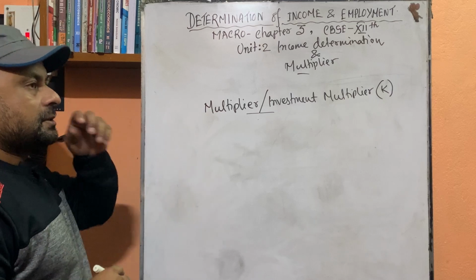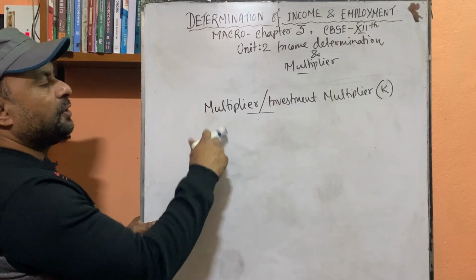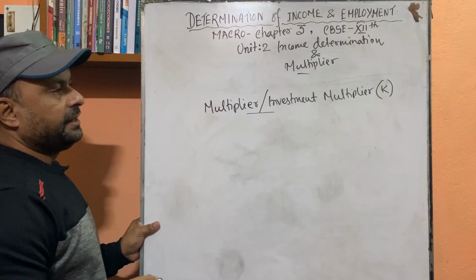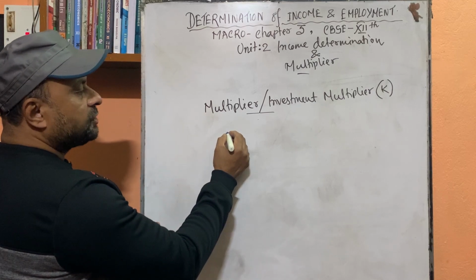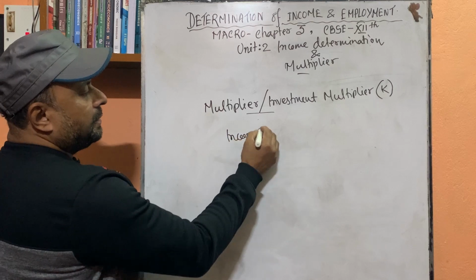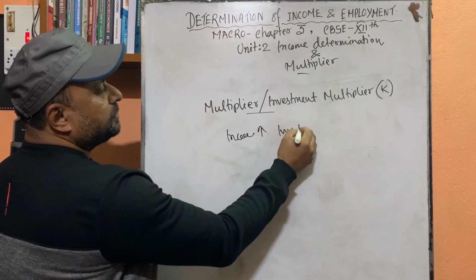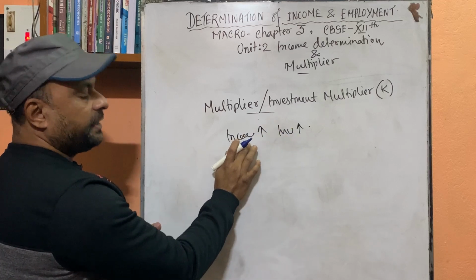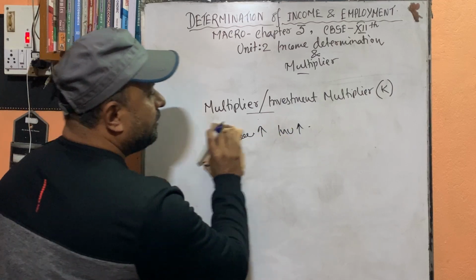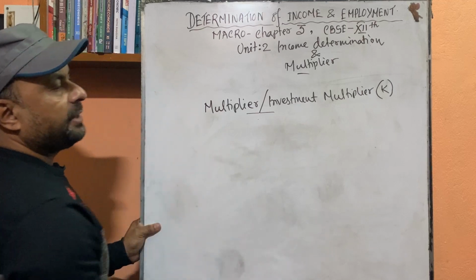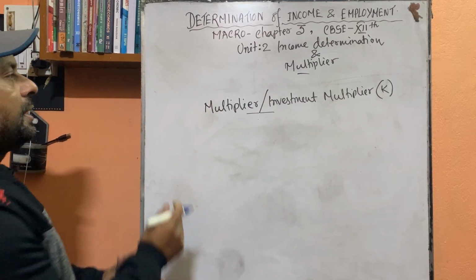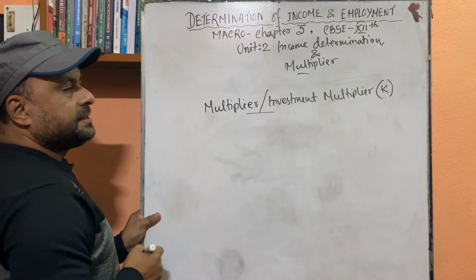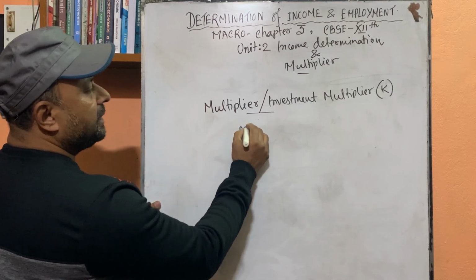Earlier we learned in unit 1, when the producer invests more, the producer always invests with the target of earning income. So when there is more chance of income, what will they do? They will invest more in the economy. So investment is mainly done with the target of income. So there is a positive relation between income and investment. Now with the rise in investment, our income also will rise. Generally income rises at a multiple rate.